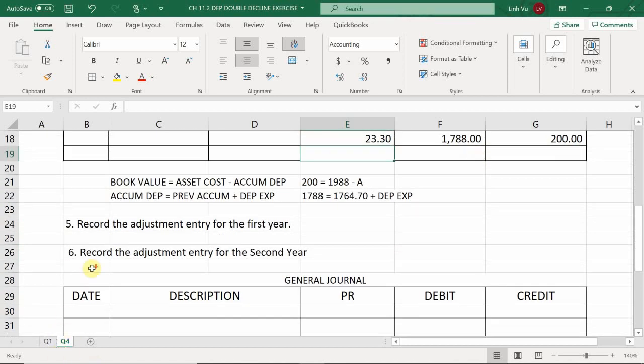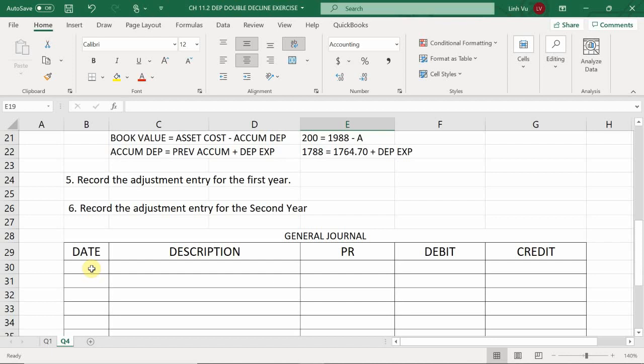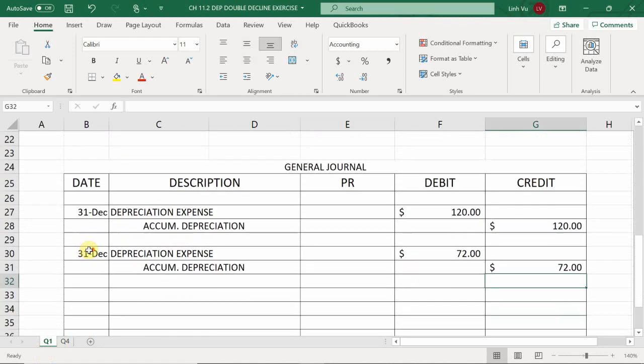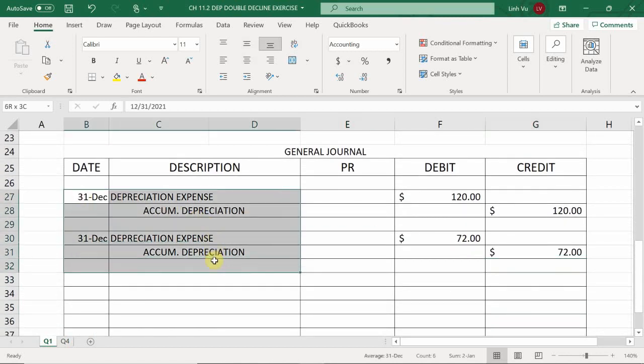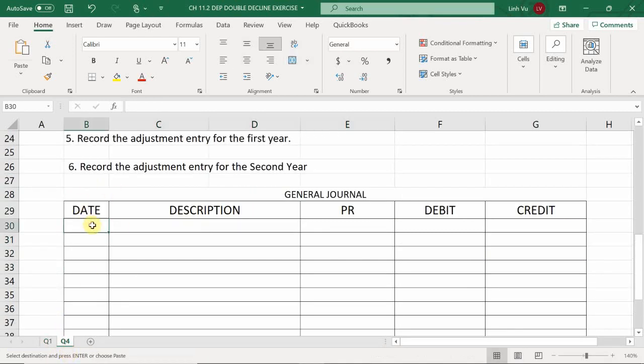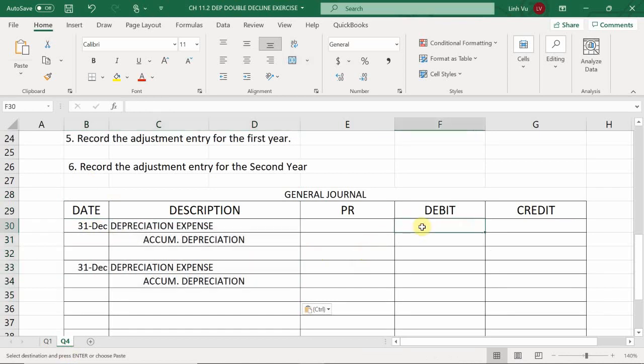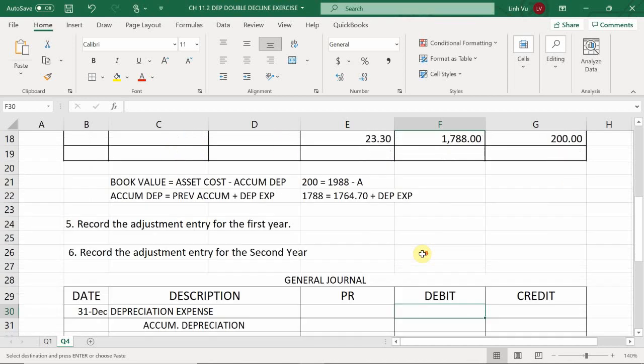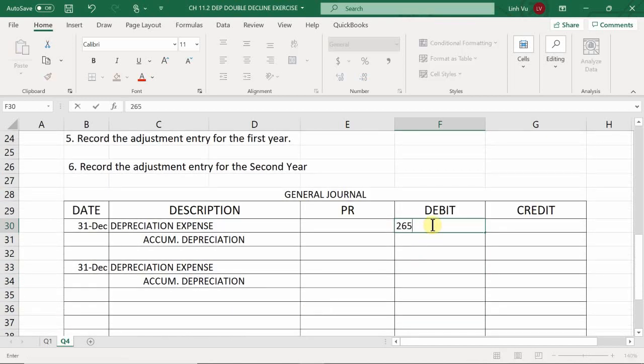All right. So the last two questions are going to be doing the adjusting entry for the first and second years. If you guys remember, it's going to be the same journal entries, except the numbers are going to be different. Okay. So I'm going to save some time by copying and pasting this information in right here. So what was my depreciation expense for the first year? $265.07. Okay.